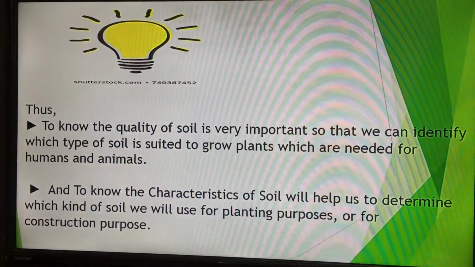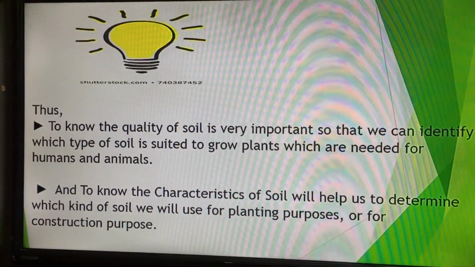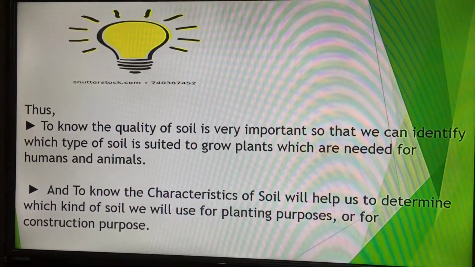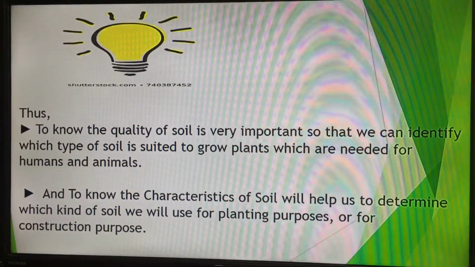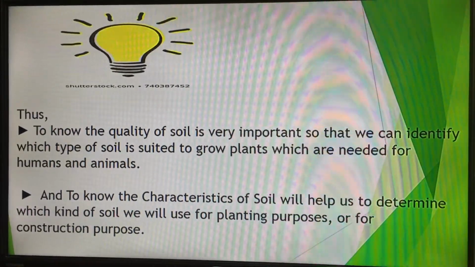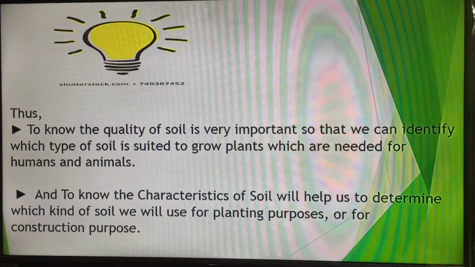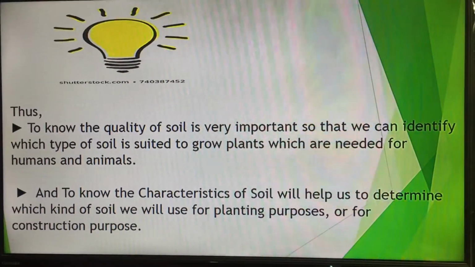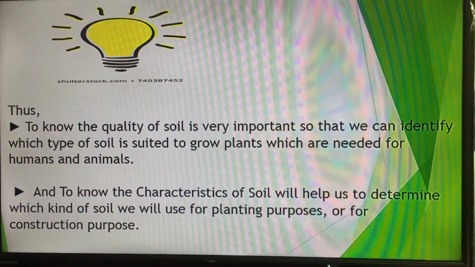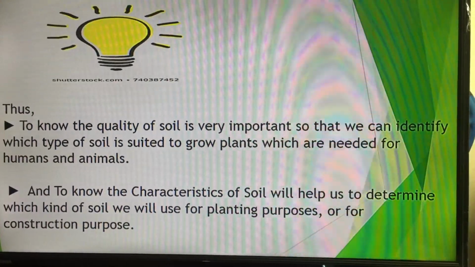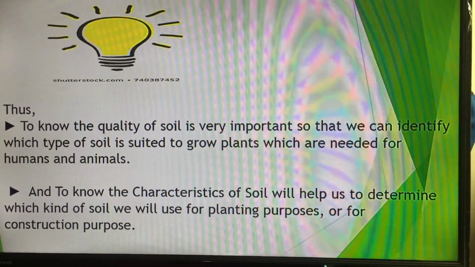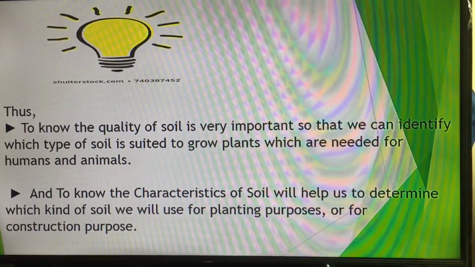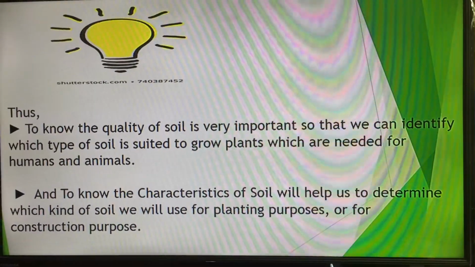All right. Thus, knowing the quality of soil is very important so that we can identify which type of soil is suited to grow plants which are needed by humans and animals. Remember that. And knowing the characteristics of soil will help us determine which kind of soil we will use for planting purposes or for construction purposes.